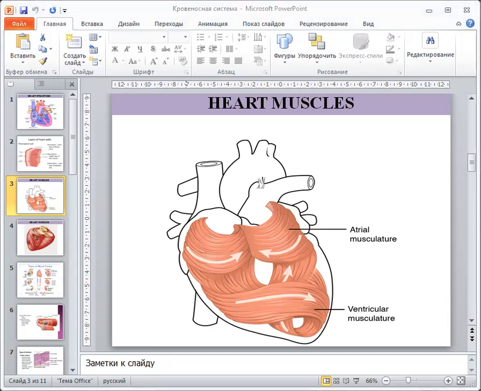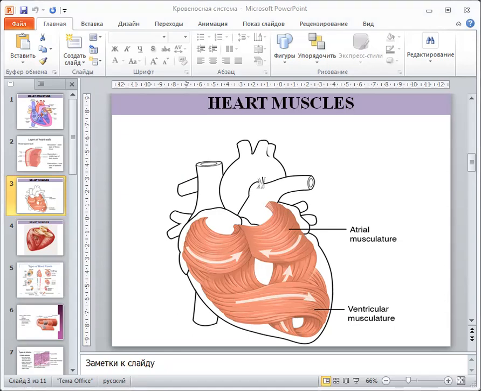The musculature of atria and the ventricle are autonomous, separated from each other. Epicardium, it is a part of pericardium. Endocardium consists of one layer of connective tissue with numerous elastic fibers and smooth muscle cells.